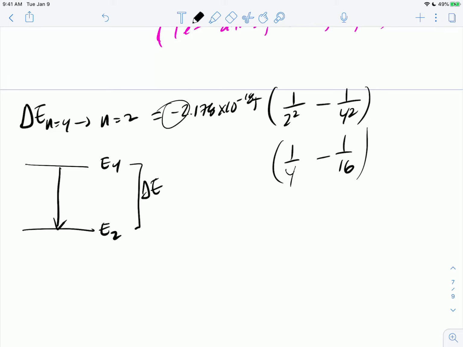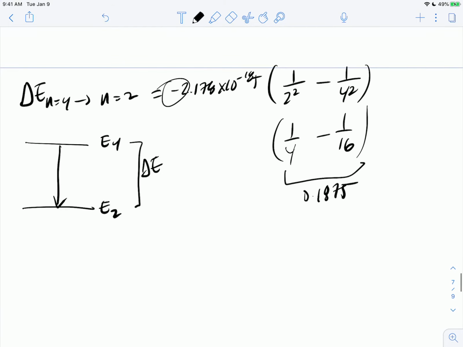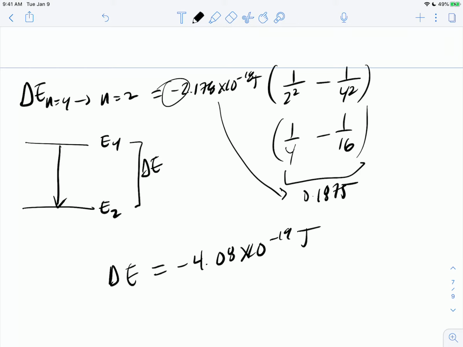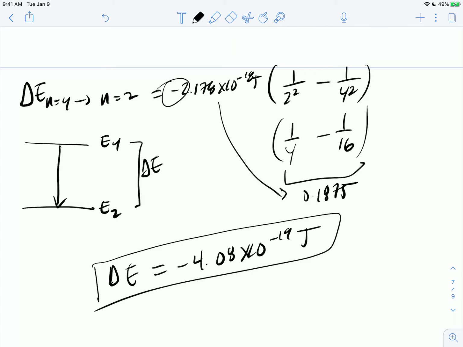So if we do this, this value is 0.1875. And if we multiply that by the Rydberg constant, we get a delta E of negative 4.08 times 10 to the negative 19th joules. Again, the negative is showing us it's an emission process. So energy is released, the sign is negative.